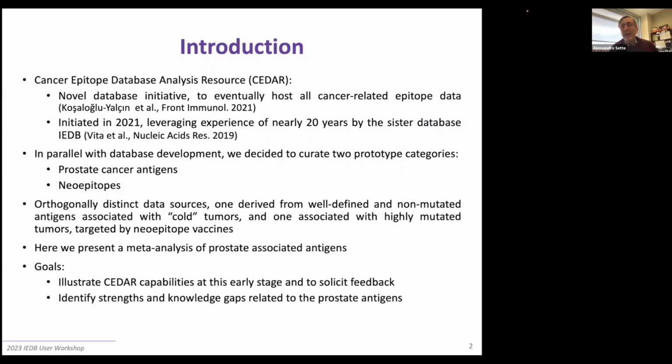The first bullet doesn't really need to go, we don't need to go through. We've already been talking and introducing the cancer epitope database and analysis resource, the sister database to the IEDB. And as alluded to in the second bullet, while we obviously are still developing the cancer-specific aspects of CEDAR, we also started to curate and populate the CEDAR database.